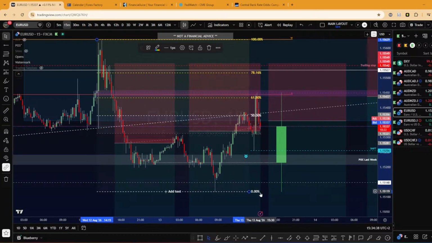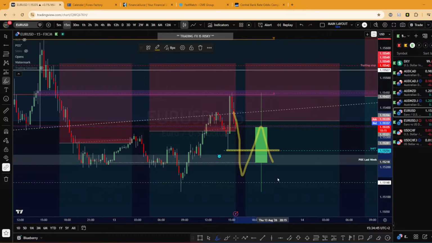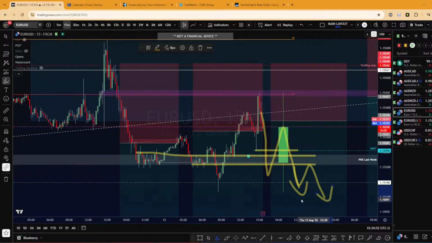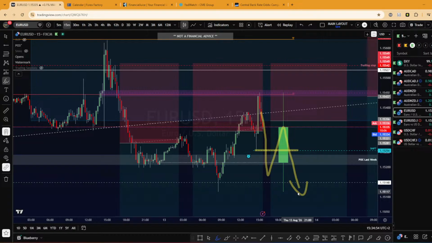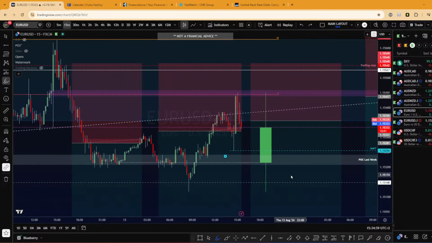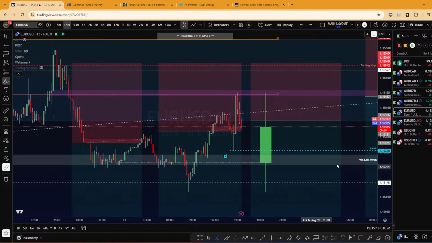So for me, I just need a break of this low and then also a break of this level, and then I will be happy to hold. So let's see if we break and close below here. I will put my stop just above this high, reduce my risk. That's my plan for today.